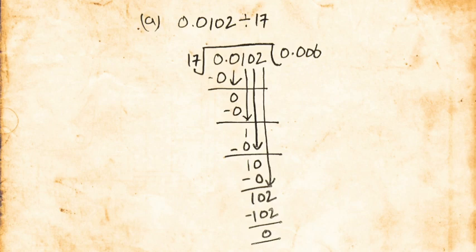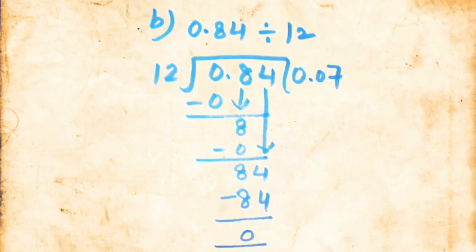1 is also again less than 17, so it goes 0 times again. So 1 minus 0 is 1. Bring the next number down, that is 0. So it becomes 10. 10 is also smaller than 17, so it again goes 0 times. Next when you bring the number down, it becomes 102. 17 sixes are 102, properly divisible. Now the remainder is 0 and the quotient is 0.0006.